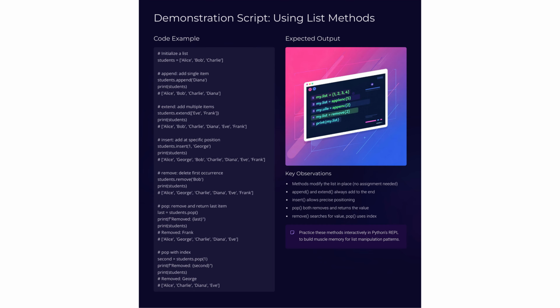Remove Bob with remove, and use pop to remove and return the last item. These methods modify lists in place efficiently.